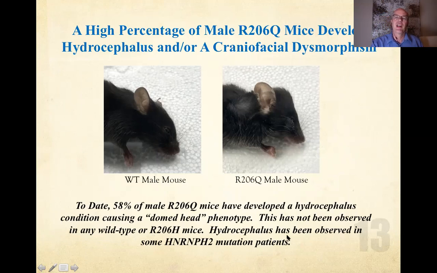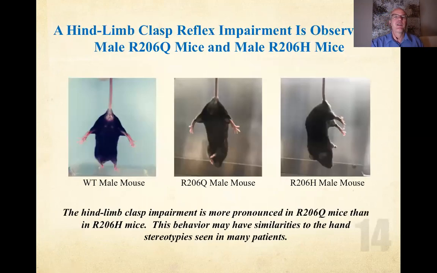And interestingly, hydrocephalus has been observed in some of the HNRNPH2 mutation patients. And so this may phenocopy what's seen in at least some patients, albeit probably to a larger degree in the mouse than what's been seen to date in patients. We also notice that there's a hind limb clasp reflex impairment.